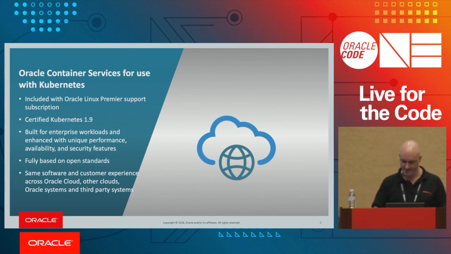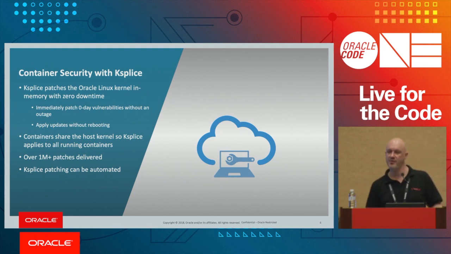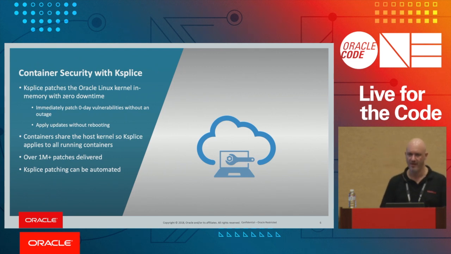We also provide, and we are the only vendor to provide, container native security with Ksplice. For those of you who haven't heard of Ksplice, it is Oracle's in-memory patching system for the kernel and specific user space libraries. We've delivered now well over 1.5 million patches with Ksplice. It's used to deliver CVEs and data corruption bug fixes without any downtime, with no service interruption. In fact, you don't even have to tell the applications that you're doing it. We patch the kernel and runtime user space in memory.